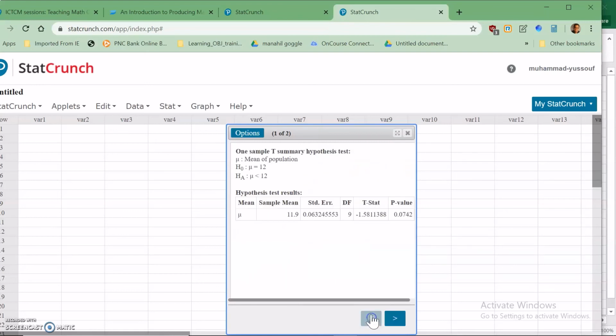And you can see that the p-value is greater than alpha. Alpha was 0.01. So we failed to reject the null hypothesis. I hope you understand this, and thanks for watching.